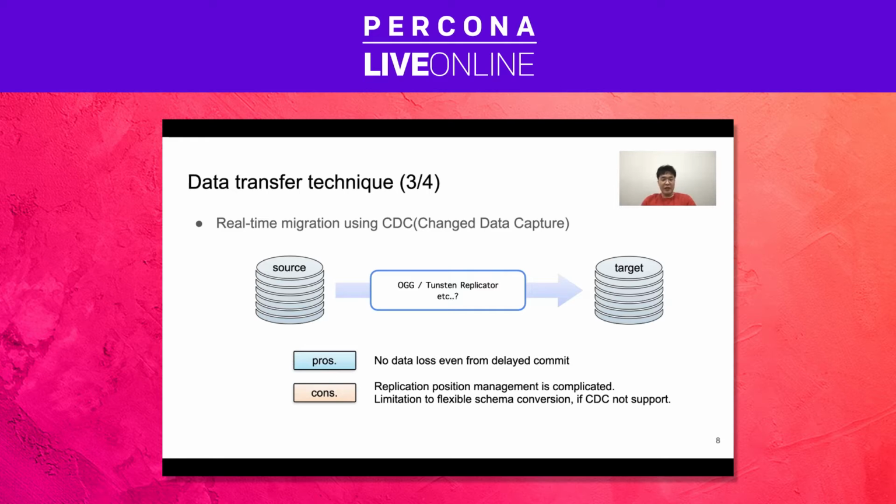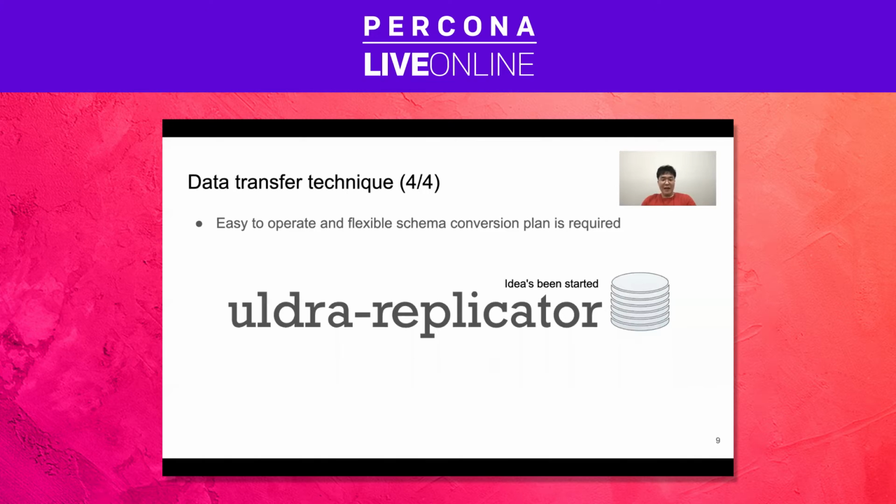But CDC is a solution, so we need to manage the replicate position. And the target could be limited a little bit. It could be very difficult if you want to transfer data to a sharding database or the target is a caching memory system which is not supported by the CDC solution. That is the reason Uldra-Replicator was started, to serve these requirements with flexibility.